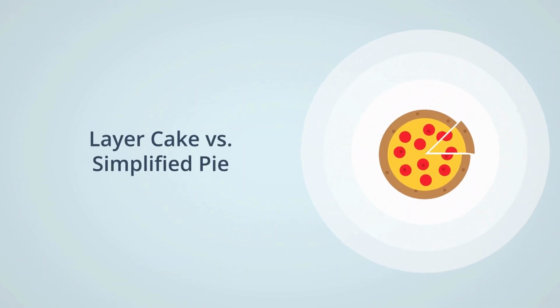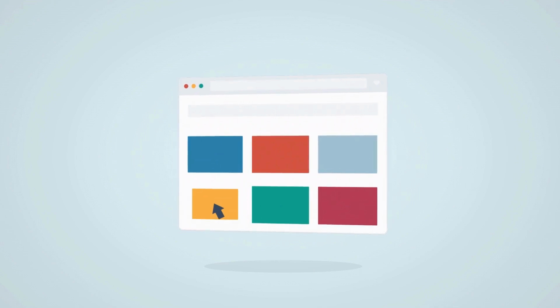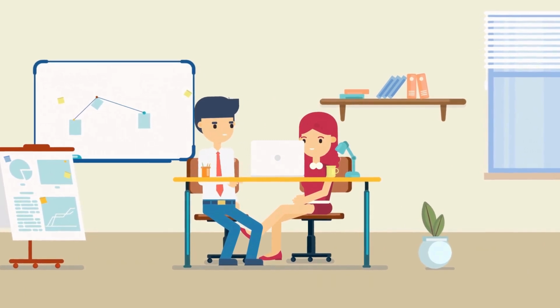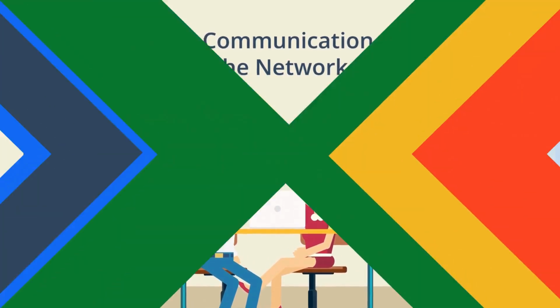Recap: layer cake or simplified pie. So, whether you're working with the OSI model's 7 layers of delicious networking cake or the simpler Internet model pie, the important thing is to understand how your data gets from here to there. Each layer has its own role to play, ensuring smooth communication across the network.